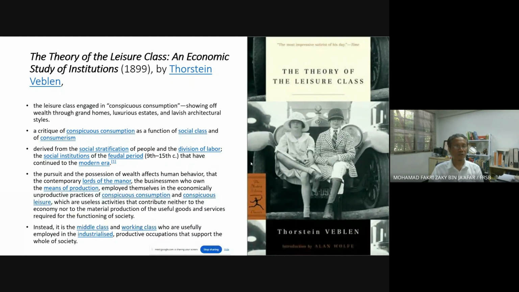The pursuit and possession of wealth affects human behavior. The contemporary lords of the manor, the businessmen who own the means of production, employ themselves in the economically unproductive practices of conspicuous consumption and conspicuous leisure, which are useless activities that contribute neither to the economy nor to the material production of the useful goods and services required for the functioning of society. Instead, it is the middle class and working class who are usefully employed in the industrialized productive occupations that support the whole society. This is what Veblen said.